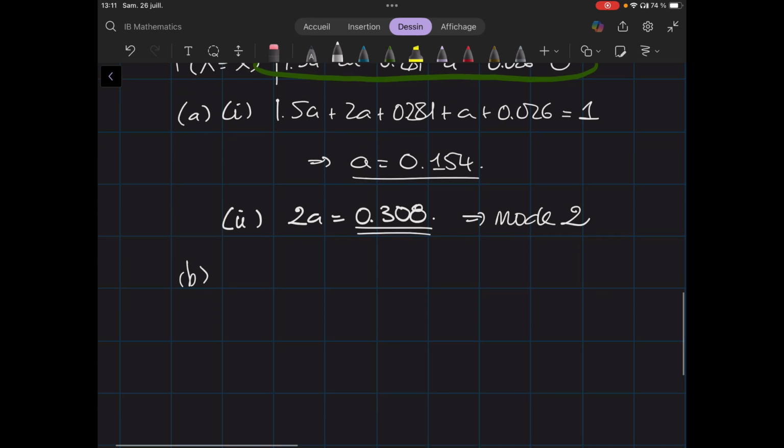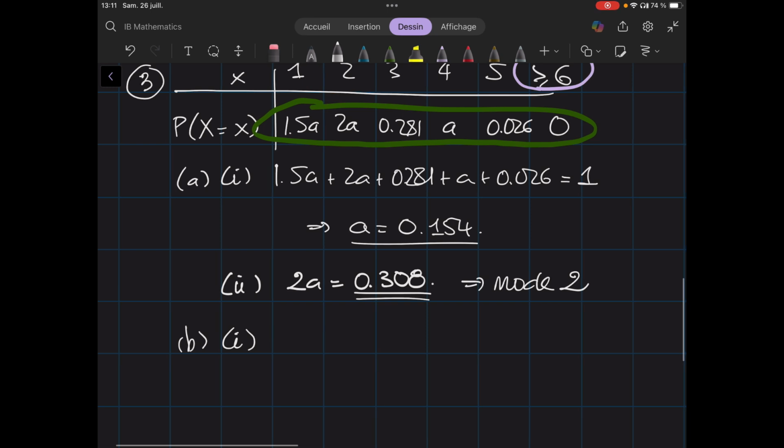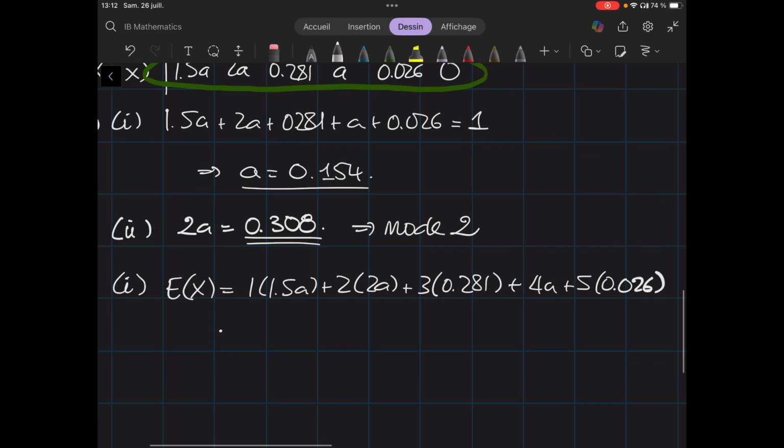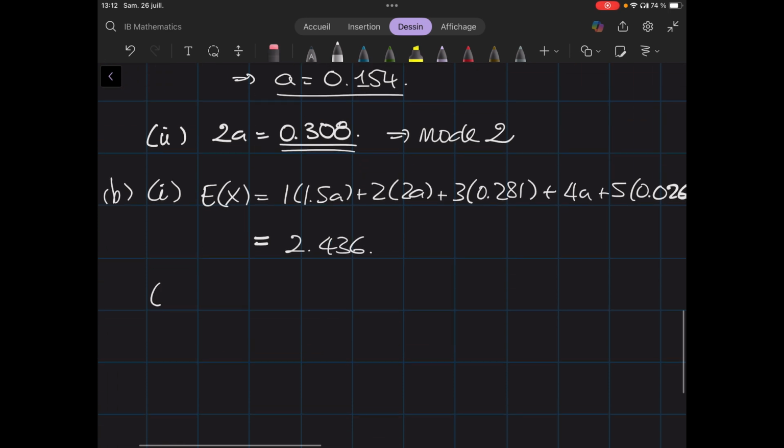Part B. Find the mean of X. This seems like a calculator abuse question. So just find E of X, and you will get 1 times 1.5a, 2 times 2a, 3 times 0.281, 4 times a, 5 times 0.026. And you will get 2.436. Part 2. Find the variance of X. You should get 1.1719.